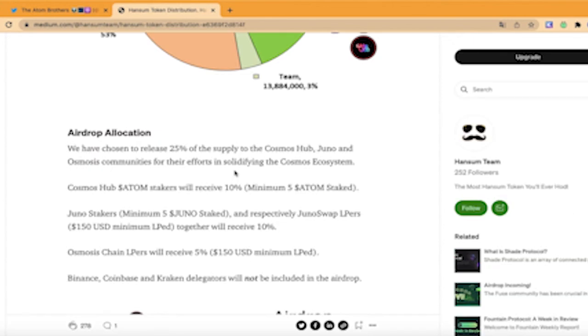This was the last airdrop that we discussed. If you want to know more about this airdrop, please see the link in the description.